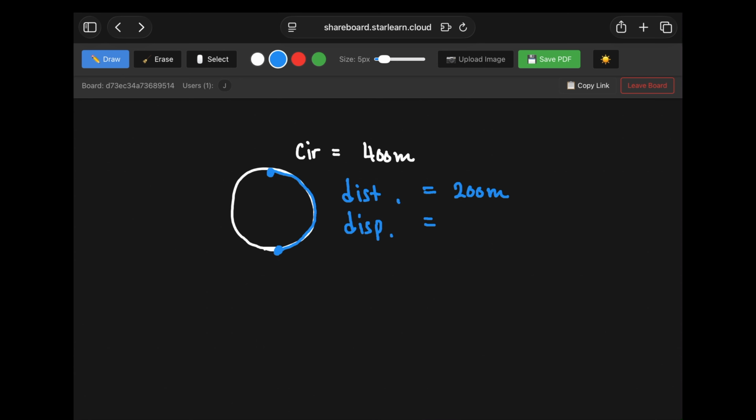But displacement is a little bit more tricky because what you have to do is final position minus the initial position. So you actually have to get this distance, which is 2 times the radius, or the diameter. And I'll just do the math for you, so it's 127 meters.